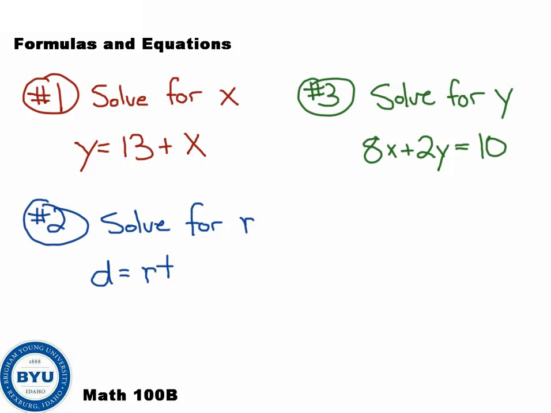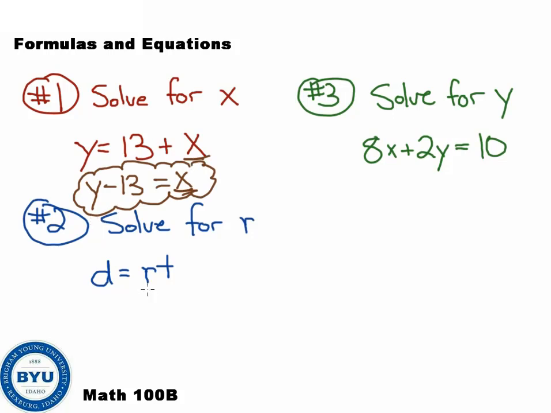Okay, let's take a look at number 1. You should have done the law of opposites. So the opposite of plus 13 would be minus 13 to both sides. So when you minus 13 to both sides, you get y minus 13, and that would equal x. And notice that now we have x by itself. And so that would simply be our answer, x equals y minus 13.